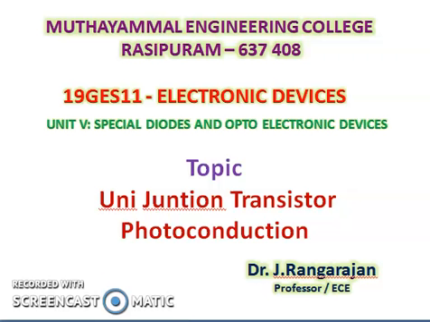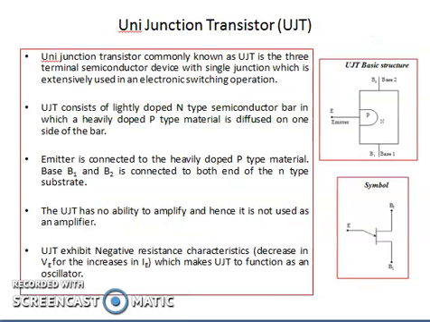In this video, we will cover the topics unijunction transistor and photoconduction. Unijunction transistors, commonly known as UJT, is a three-terminal semiconductor device with a single junction which is extensively used in electronic switching operations.